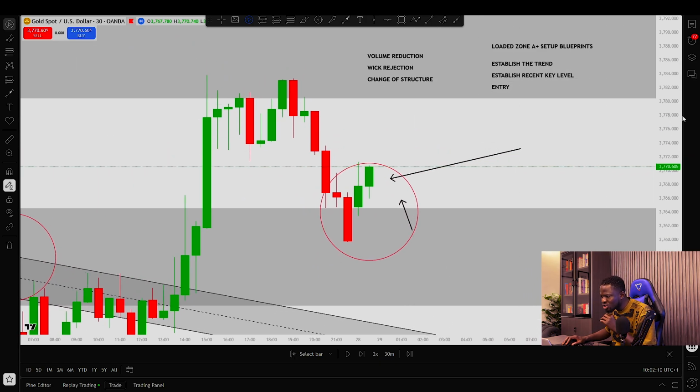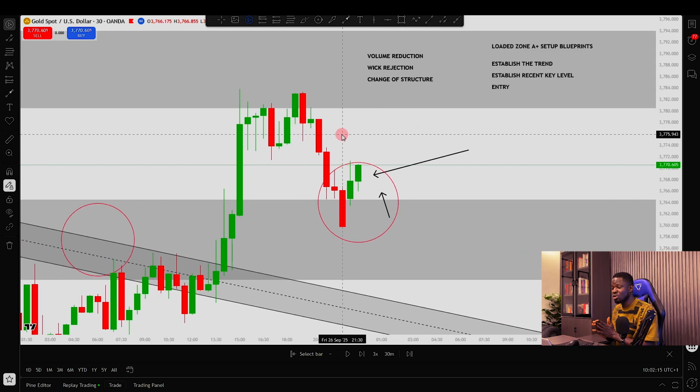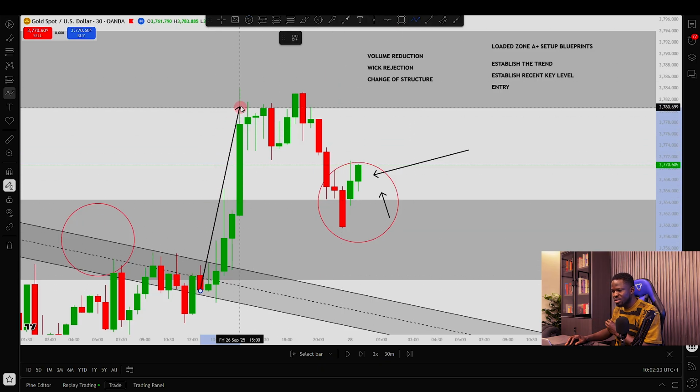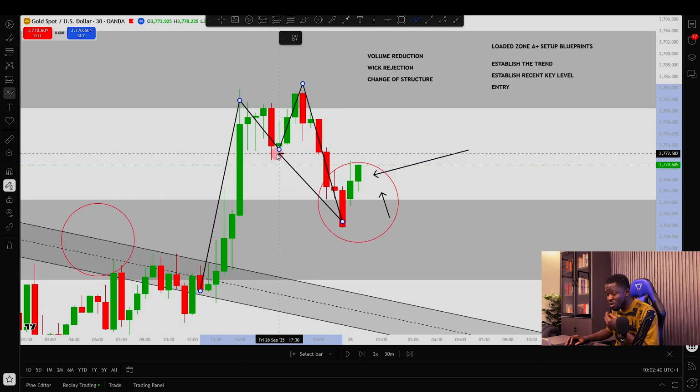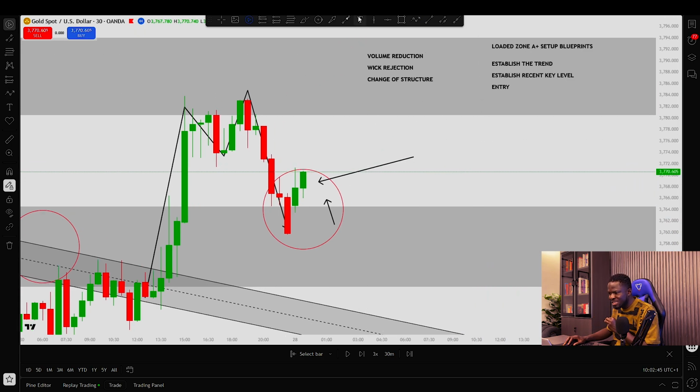Now the third criteria is change of structure. If you pay attention to the structure on the 30-minute time frame, you realize that the structure of 30 minutes is bearish structure, right? Why? Because the price action was trending up before, whereby price created higher high, higher low, then higher high. Unfortunately, the sellers came in and they invalidated the structure to bearish by taking out this last higher low here.